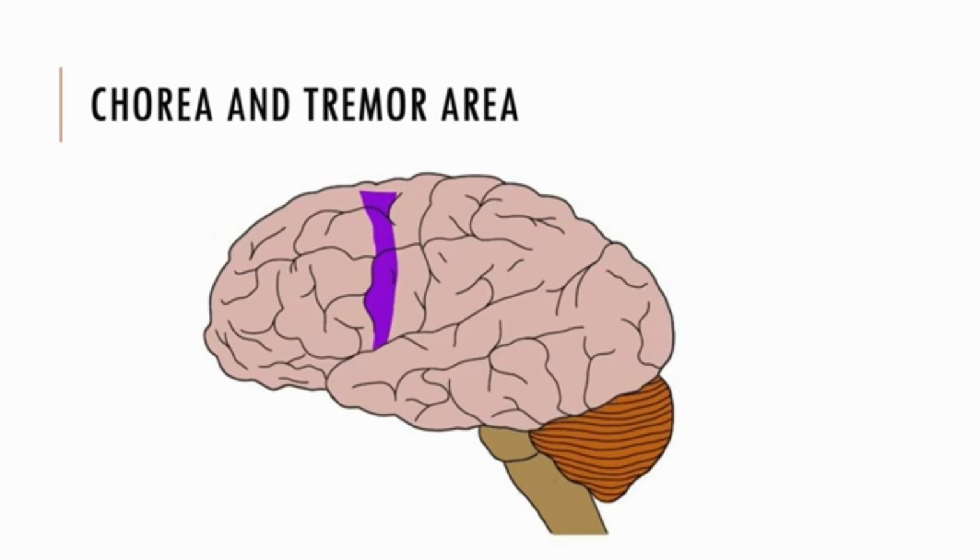The chorea and tremor area is located on the projective area of the scalp, corresponding to the premotor cortex. This gyrus has important functions in adjusting the stability of voluntary movement and the control of muscular tension.